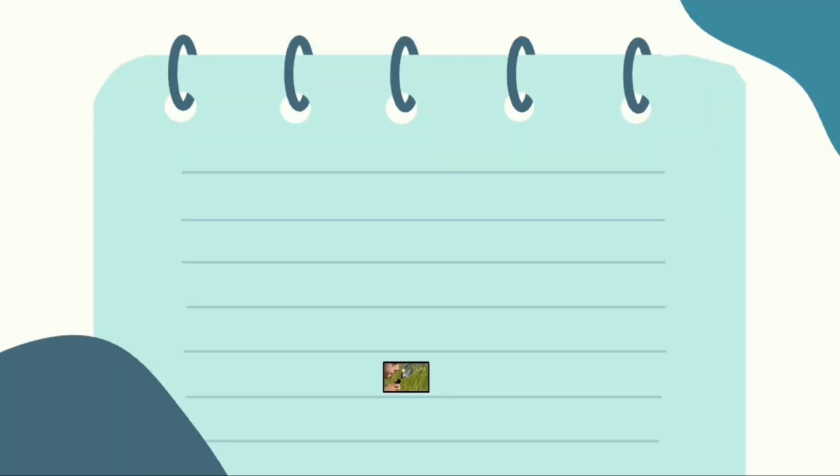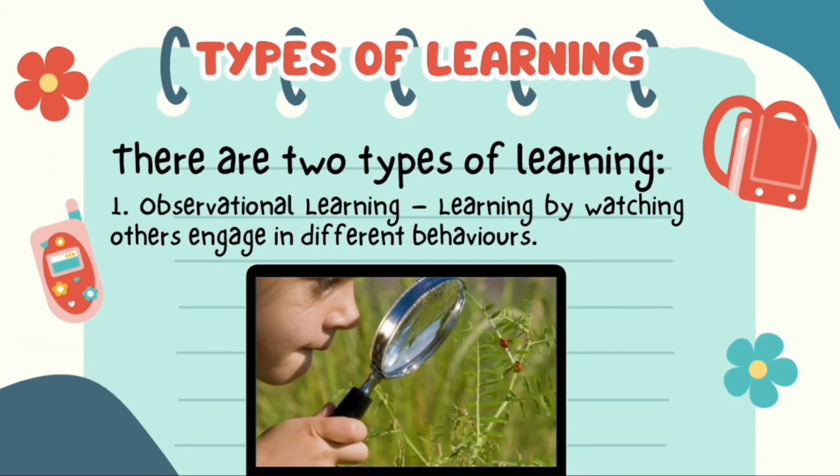And now, let's proceed to the types of learning. So, the first one is observational learning. In observational learning, we acquire behavior by watching others. This is common in modeling, imitation, and demonstration activities. For example, apprentices learn a skill by watching experienced workers, or students learn classroom behavior by observing teachers' expectations.